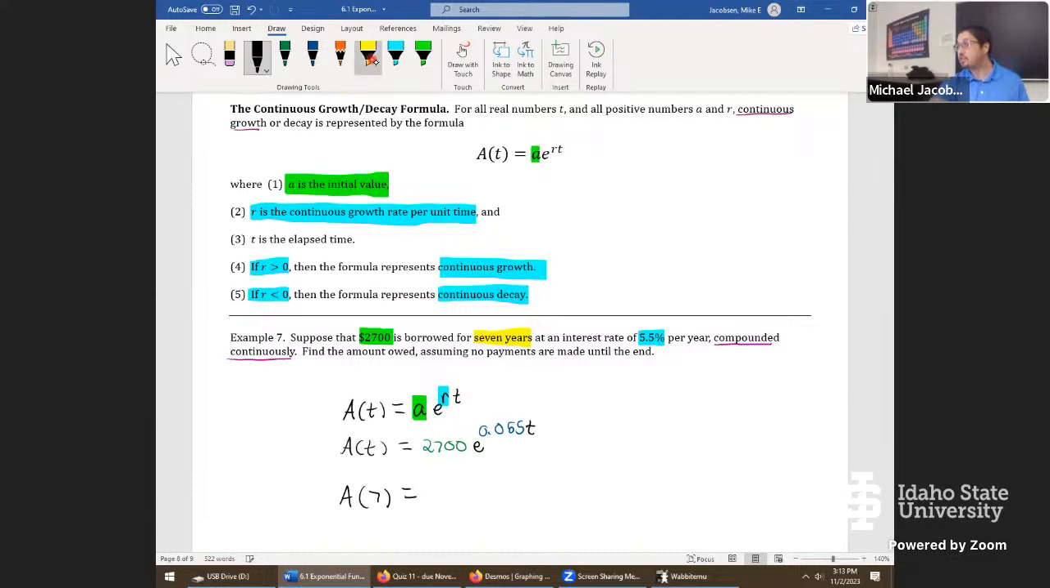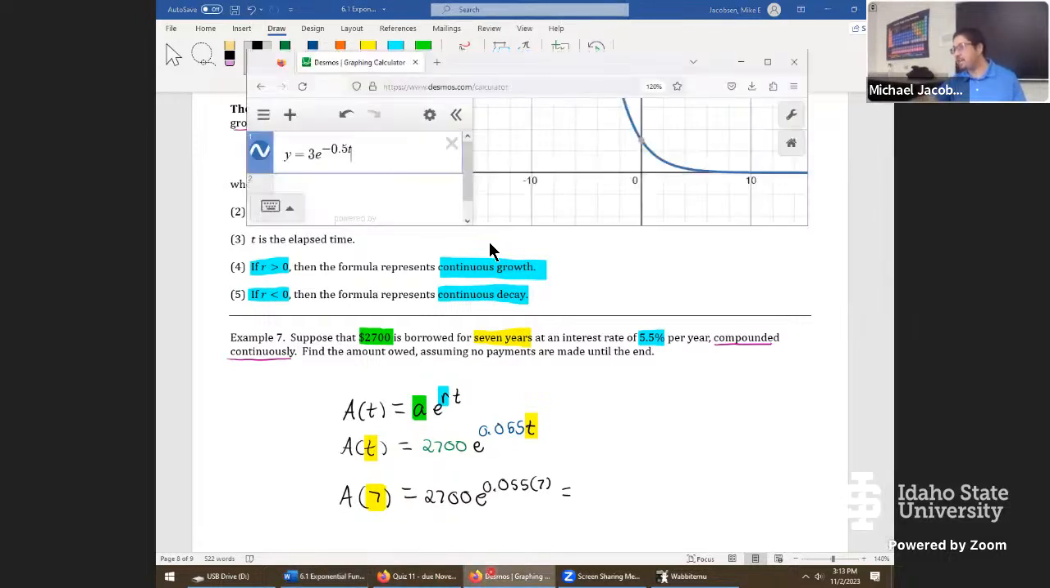The amount in 7 years, that 7 is going to be plugged into the same 2 locations inside the function and then in the output of that function. So it's now 2,700 e to the power of 0.055 times 7. So that's what it looks like just before going into the calculator. Any questions at the moment, folks, with the expression down here? Okay, well, let's calculate it and see what we get out.